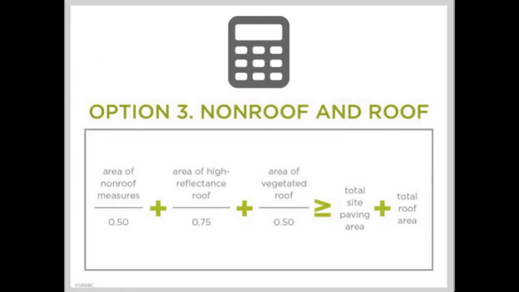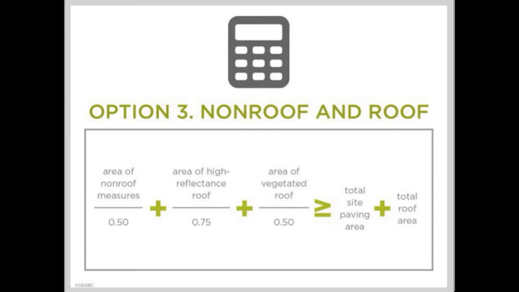Option 3 is a combination that addresses non-roof and roof area. This project should meet the criterion per the formula listed here, which determines the combined compliance of roof and non-roof measures for the whole project. Projects can use any combination of the strategies we discussed under Option 1 and 2 to meet Option 3 requirements, such as shade from plants or trees, green roofs or vegetated roofs, or high reflectance roofs.